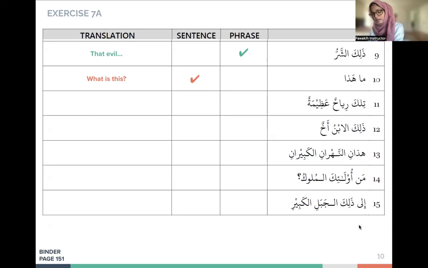ما هذا. It's either that or they switched. I forgot this one. I'll get back to you on this one. It's either that the ma is the mubtada or it's the khabar. I'll get back to you soon, like today.